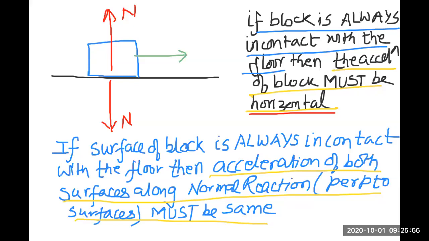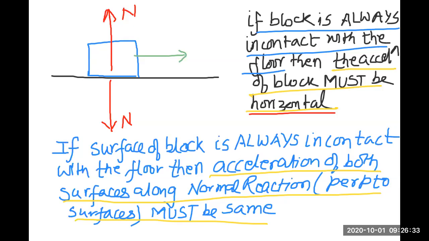Let's understand the second statement. Okay? Let's understand the second statement. So in the second statement, I'm saying that look, if it is given that the block and the floor always remain in contact with each other, then the acceleration of the block and the floor perpendicular to the interacting surfaces or along the normal reaction must be same.